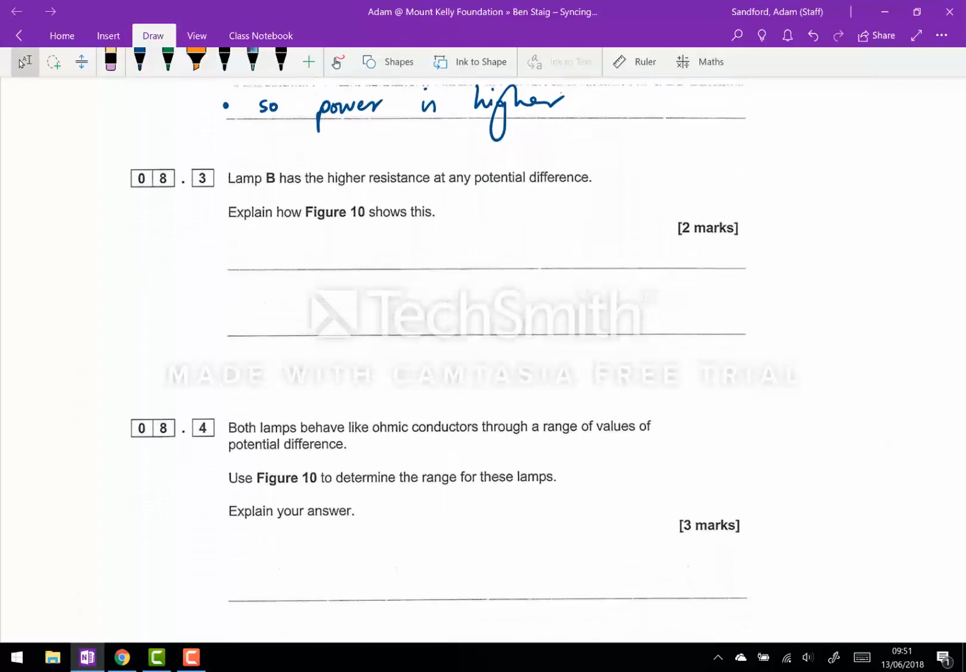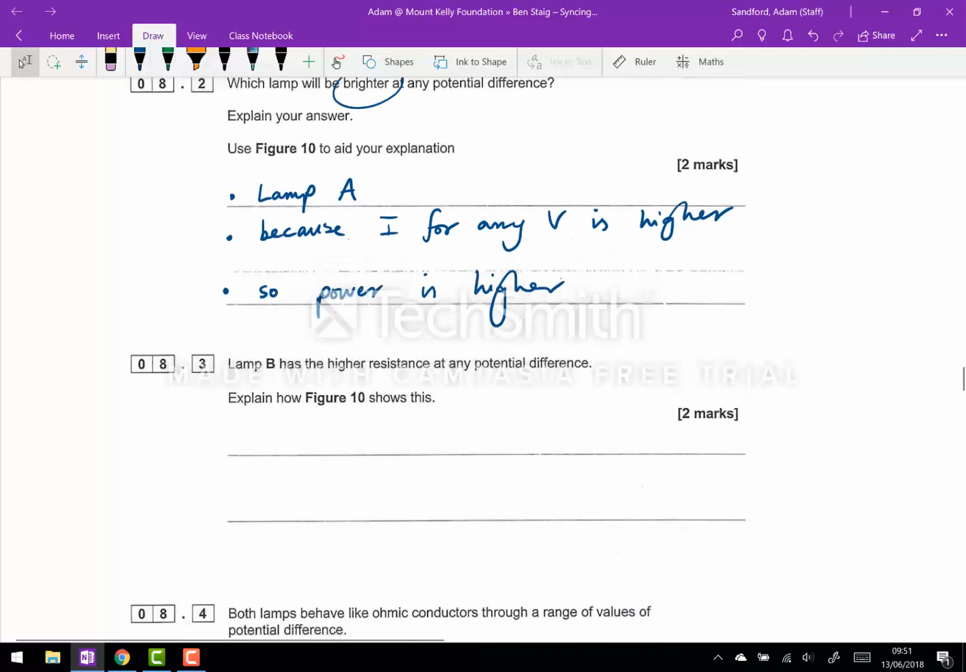Lamp B has a higher resistance at any potential difference. Explain how that shows that. At all voltages, current is lower. So resistance must be higher.